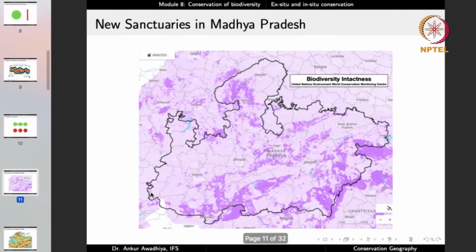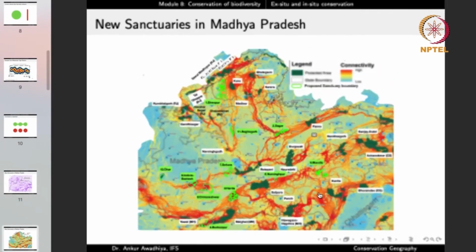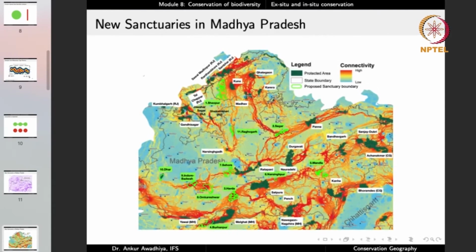So now if we look at the biodiversity intactness index, if you look at the existing sanctuaries, look at a gap analysis, and also look at connectivity, we can locate the areas where new sanctuaries can be constructed. So this is how these principles play a role in actually making a decision about where to place the sanctuaries. And in all of these locations, we can then look at the principles of reserve design and try to create as large a sanctuary as possible.